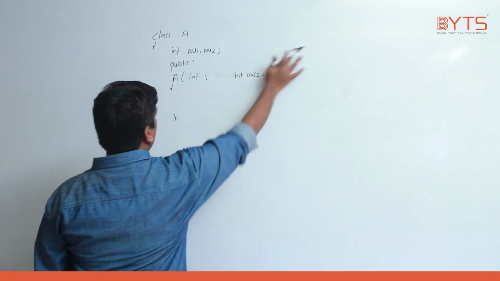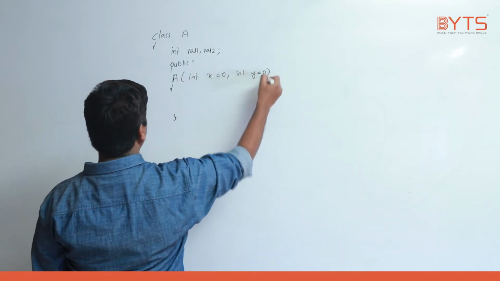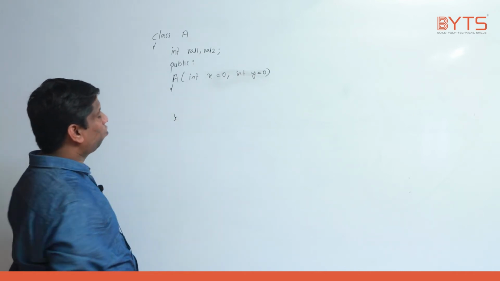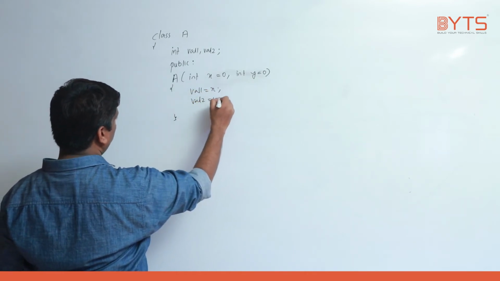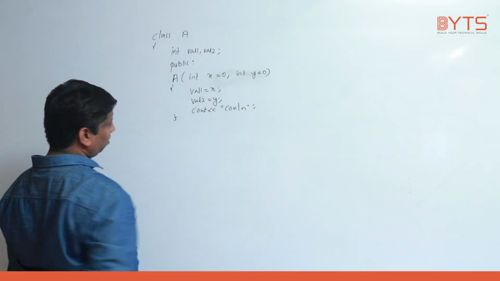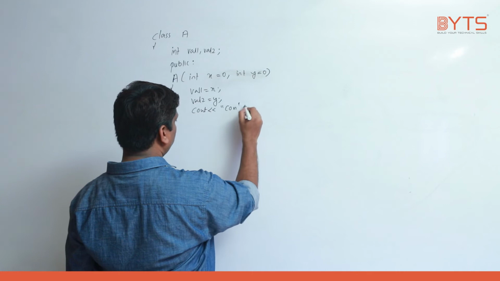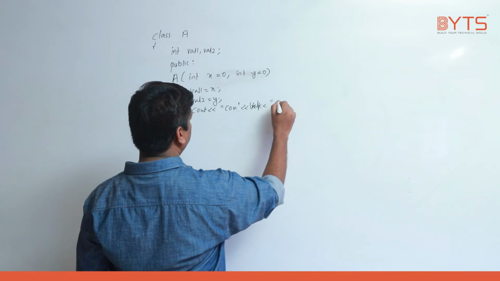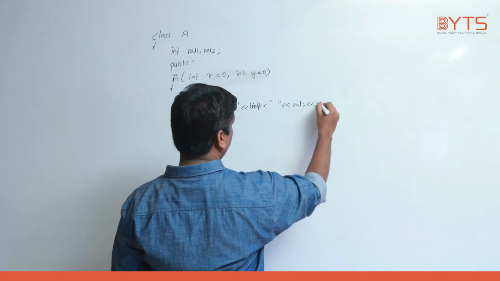Sorry, not val1 and val2, right? So int x equal to 0, int y equal to 0. What is the meaning of this? We are creating a constructor with two default arguments x and y. Next, val1 is equal to x, val2 is equal to y. Cout, just to ensure the constructor is invoked, I am going to print that. I will also print the values: val1, a space, and val2, and endl.